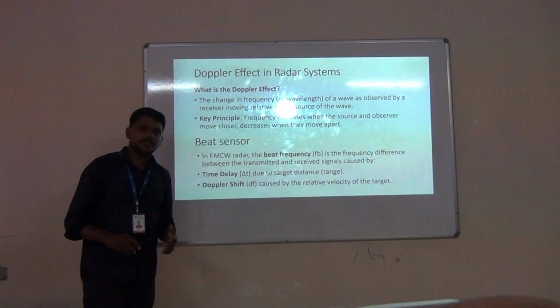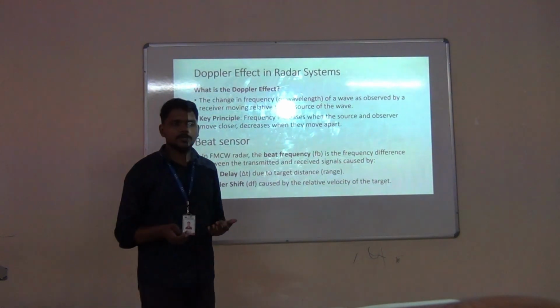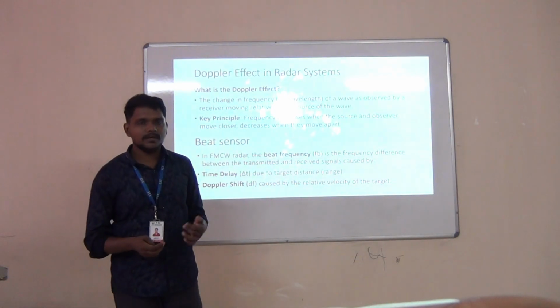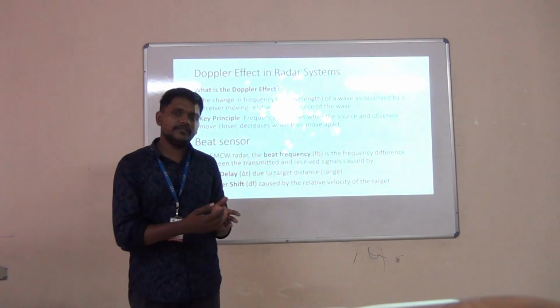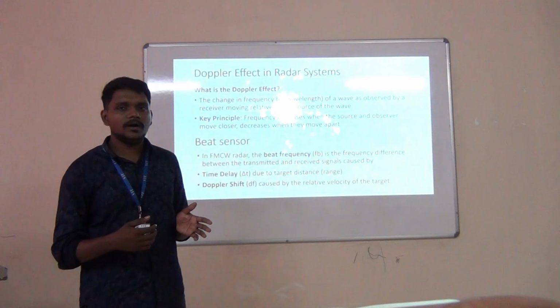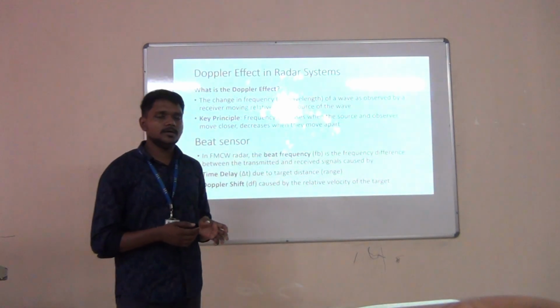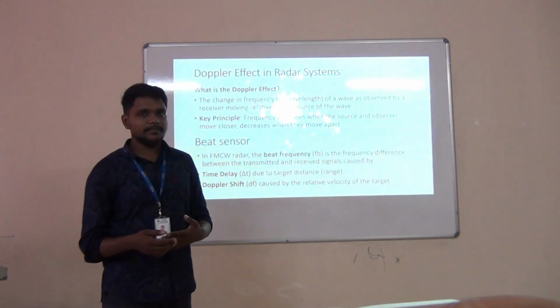As I told you, we have discussed the Doppler effect, and we have discussed the beat frequency part. We have identified whether the object is moving away from the antenna or towards the antenna. So we will have a short recap here now.